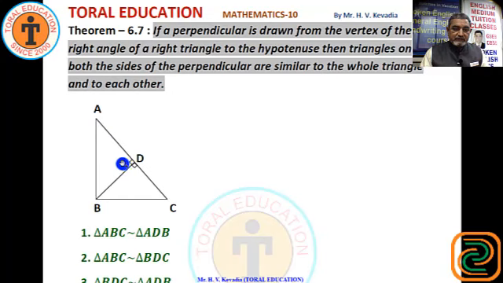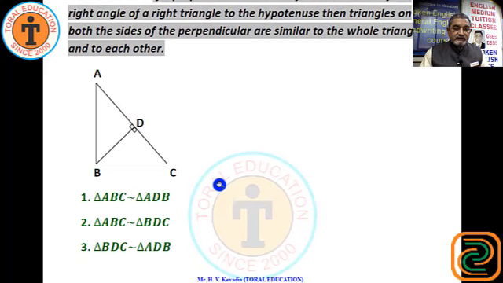ABD is one side of the perpendicular. BDC is the other side of the perpendicular. So these two triangles are similar and each triangle is similar to the whole triangle ABC. This theorem is not proved, but here I have written some proof of this theorem. Triangle ABC is similar to triangle ADB.